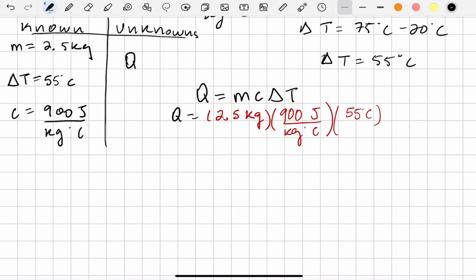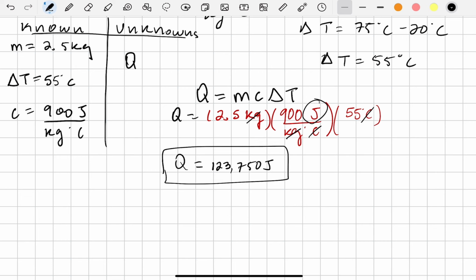So now I can start canceling things out. I know that degrees Celsius cancel out. Kilograms also cancel out. And my final unit is just joules. When you multiply everything out, 2.5 times 900 times 55, you end up with 123. Let me just double check. 123,750. So 123,750 joules. And that is the answer that we are looking for.